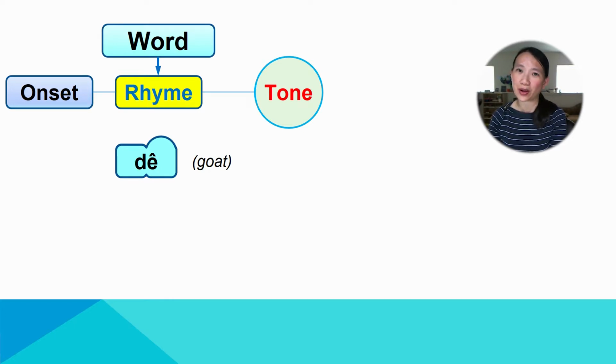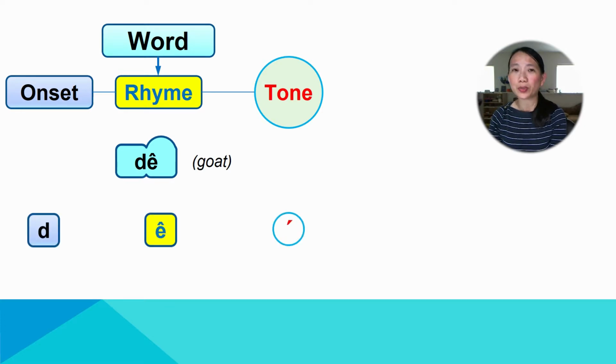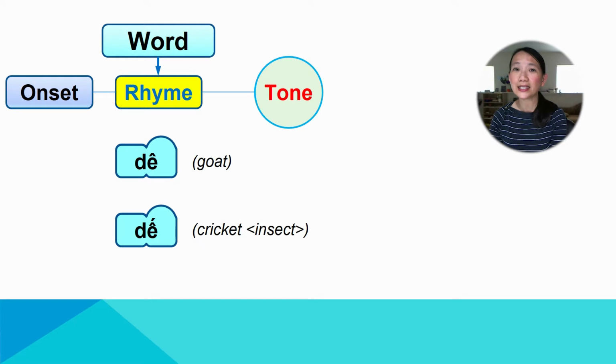Now if we want to put a tone mark on the letter ê, it goes on top of the whole vowel, which is on top of the circumflex mark itself. Ê, y, ê, ye, sắc, yế. Now this word has two diacritic marks, but only the top mark is the tone mark. The other mark is part of the vowel.